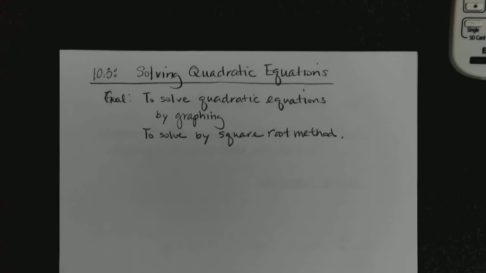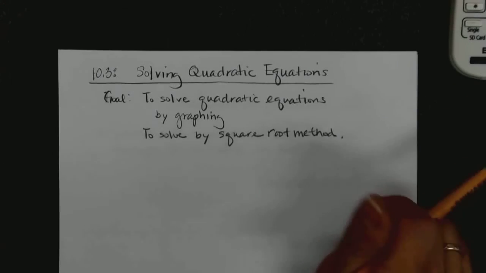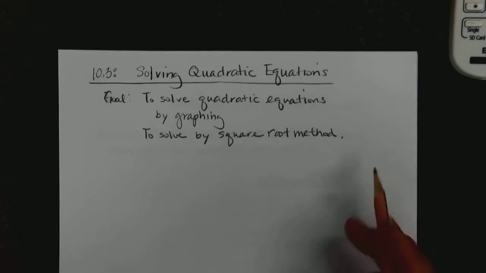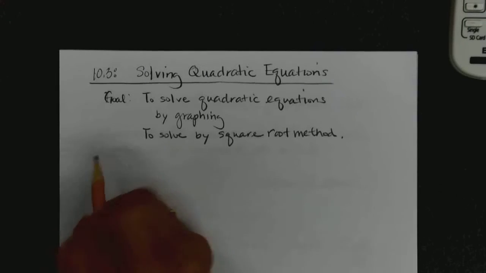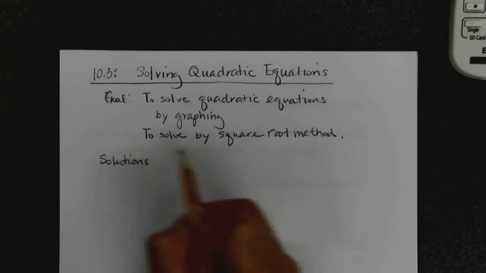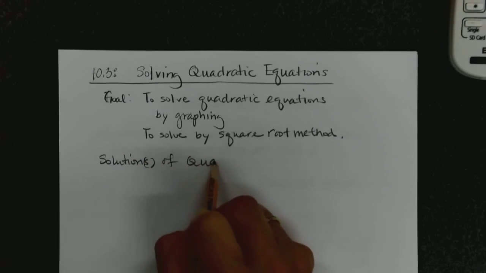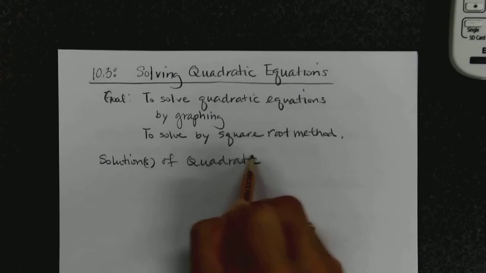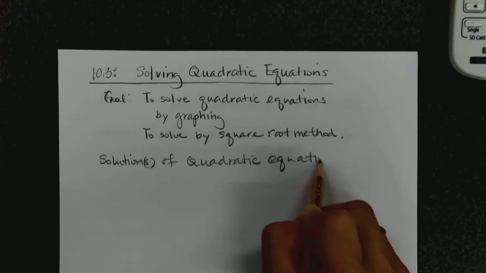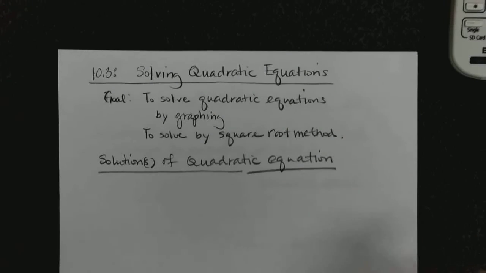But before we go into talking about how to solve a quadratic equation, we're going to talk about what it means by solving. Okay, so solving means it's going to give you solutions. So solution or solutions of a quadratic equation, and I'm going to tell you what you're looking for when you're solving.